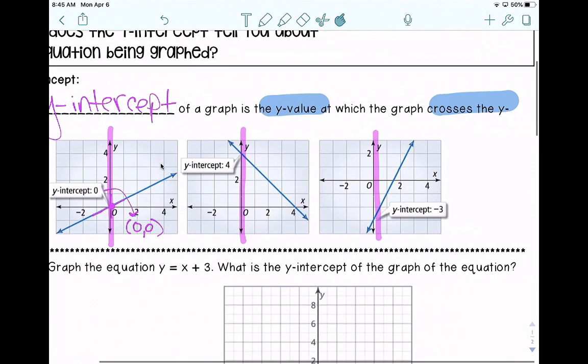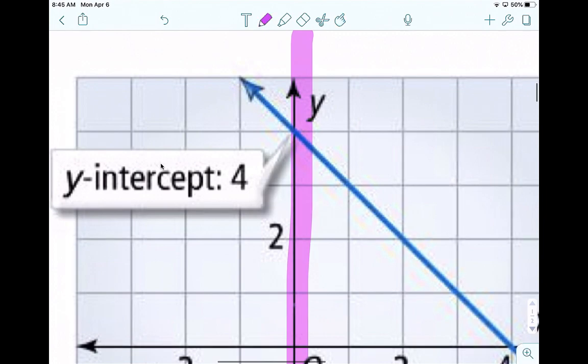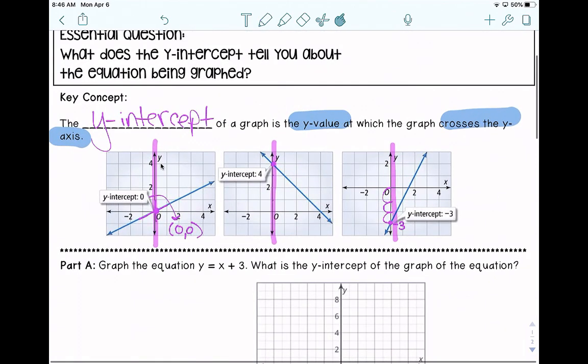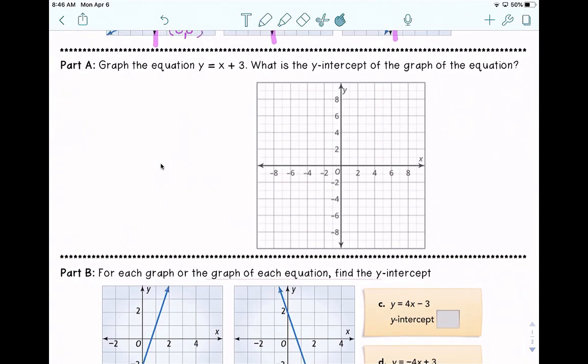When we look at the second graph here, it is crossing at 1, 2, 3, 4. So you're looking at where your graph is crossing the y-axis. And on this third graph, it is below 0. So it is at 1, 2, 3, but that's a negative, so negative 3. We're going to be looking through some problems and figuring out where the y-intercept is.